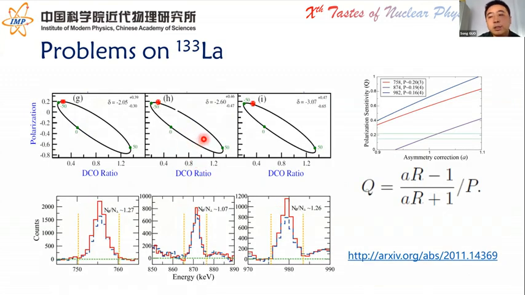For another nucleus, lanthanum-133, again, it was reported by both angular distribution and linear polarization. I have shown before that the angular distribution cannot decide which solution should be adopted. Now, from this figure, it seems the larger solution is well supported by the linear polarization. However, the polarization is deduced from the count ratios here, which show a clear zigzag pattern for the three transitions. See here, 1.27, 1.07, and 1.26 are the ratios deduced from the figure. But the polarization values are quite similar.